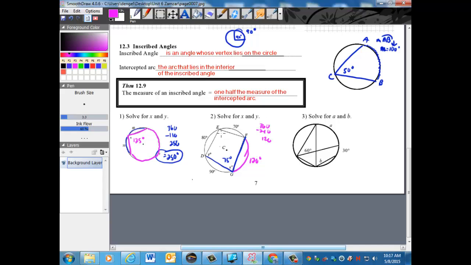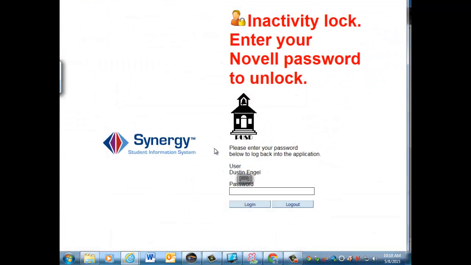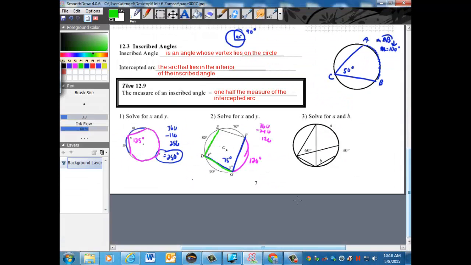Which means when I look at inscribed angle Y, 70 plus 120 is 190, and that would give me a 95-degree angle for angle Y.